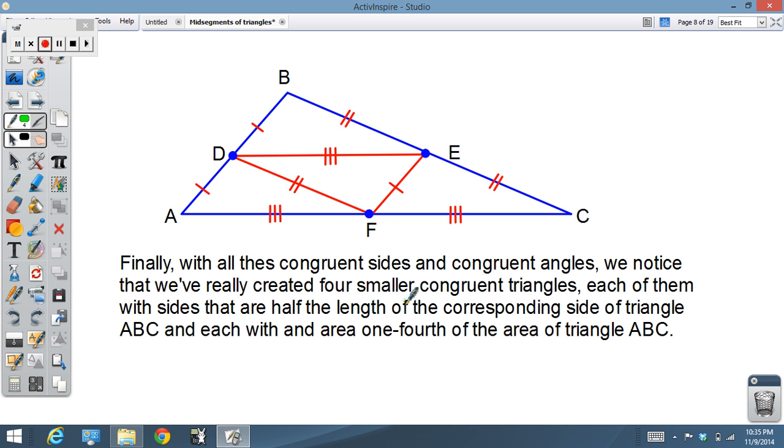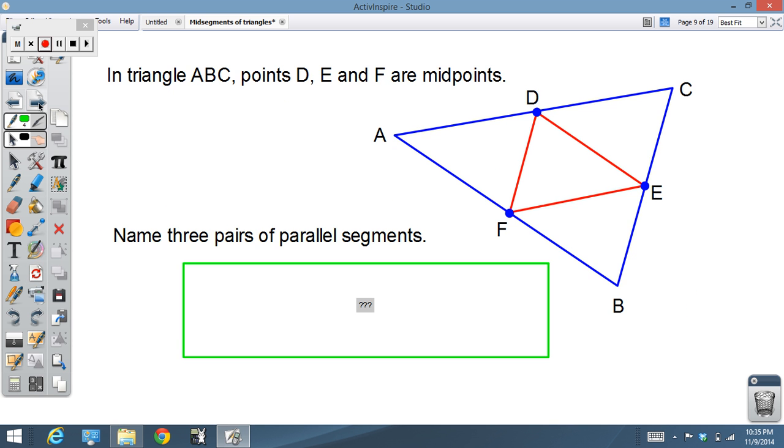We've really created 4 smaller congruent triangles, each of them with sides that are half the length of the corresponding side of triangle ABC, and with an area 1/4 of the area of triangle ABC. So 1, 2, 3, 4. 4 congruent triangles, all with an area 1/4 the size of the big one, all with side lengths 1/2 of triangle ABC. All right, whole bunch of neat stuff there.